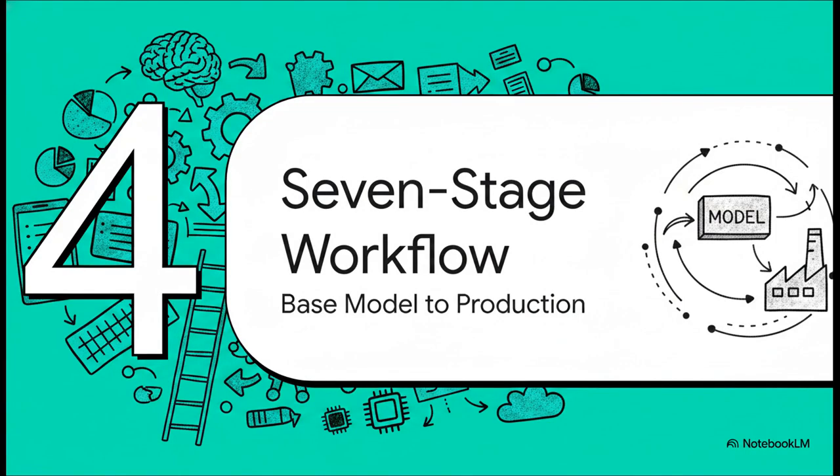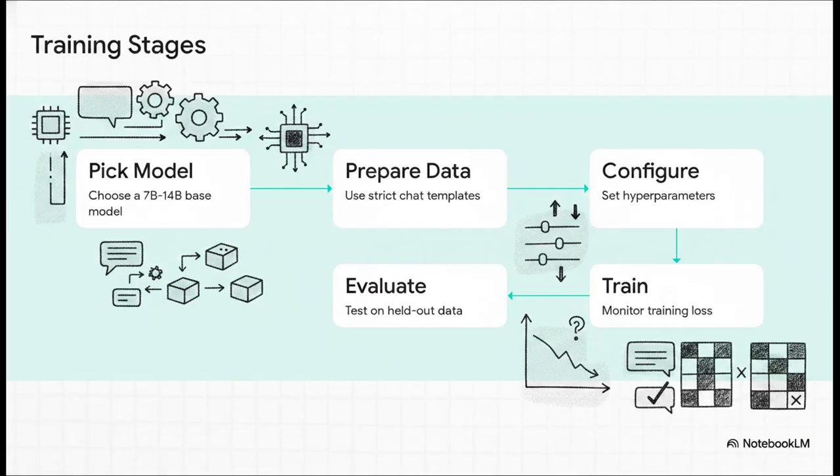All right, section 4, the 7-stage workflow from base model to production. Okay, we've got our strategy, we have our beautifully clean data. Let's shift gears back into execution mode. Here is the highly tactical 7-stage workflow to get your model from base weights all the way to production. Stage 1, pick an instruct-tuned base model right in the 7B to 14B range. That's the absolute sweet spot for consumer GPU.